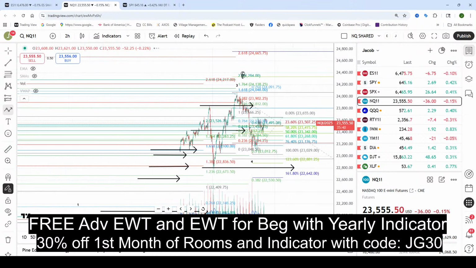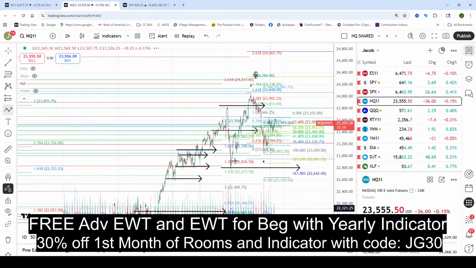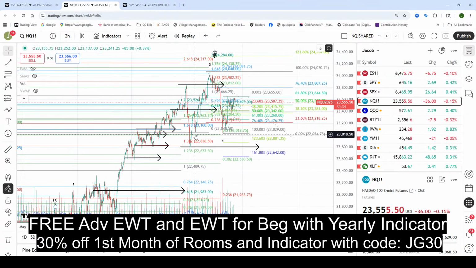So NQ is a little different, and the reason is you would have expected NQ to hold this low right here at about 23,000, and they spiked below it. Well, when they spiked below it, that invalidates the diagonal, which can tell you that a top might already be in place. So you normally have 1, 2, 3, and then 4 would come into wave 1 territory, which it did. The problem is it went past wave 2 territory, and that invalidates the diagonal.